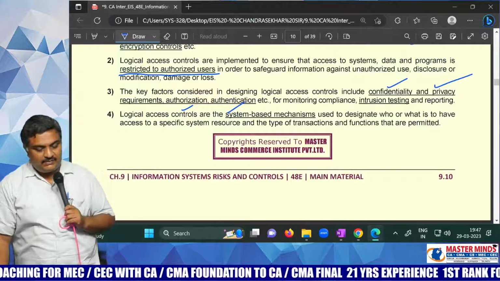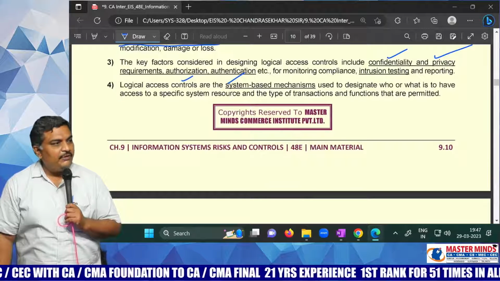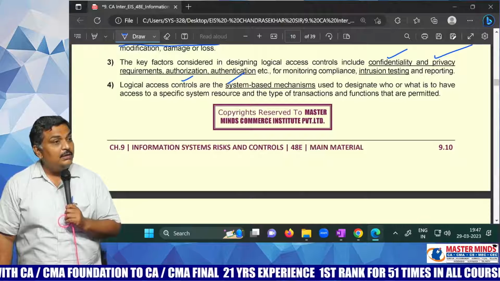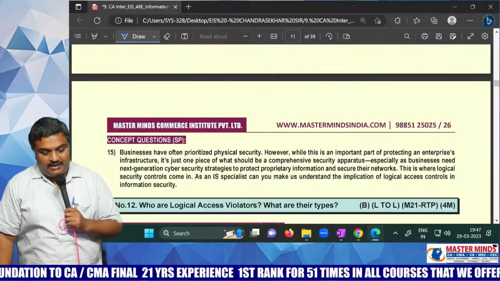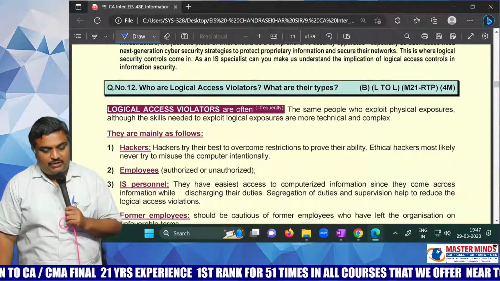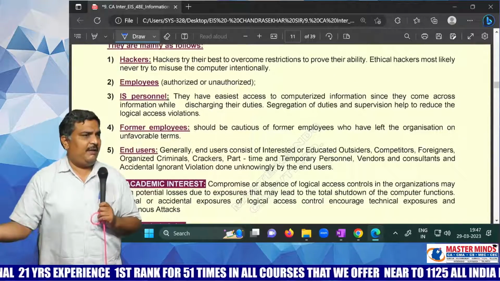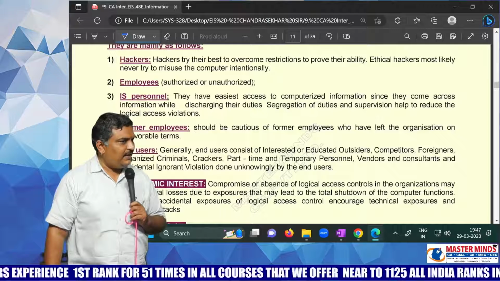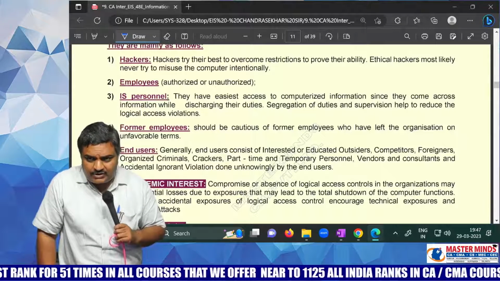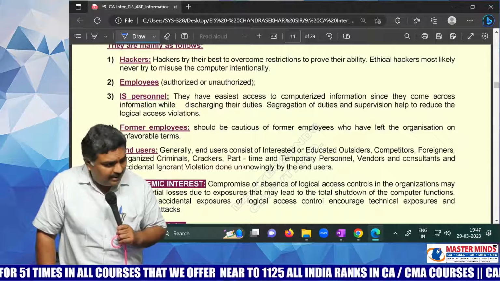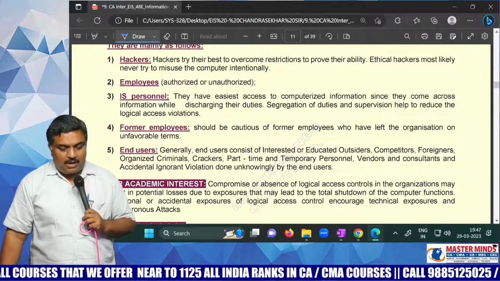Next. Logical system controls are system-based mechanisms or not? Where will you enter user ID and password? In the air or in the system? So they are system-based mechanisms. Okay, this question is also given. Who are the logical access violators? Many people are there. Hackers, number one logical access violators. They violate the logic. Will a hacker enter user ID and password and enter into your system? And if you enter in that way, do you call them a hacker?